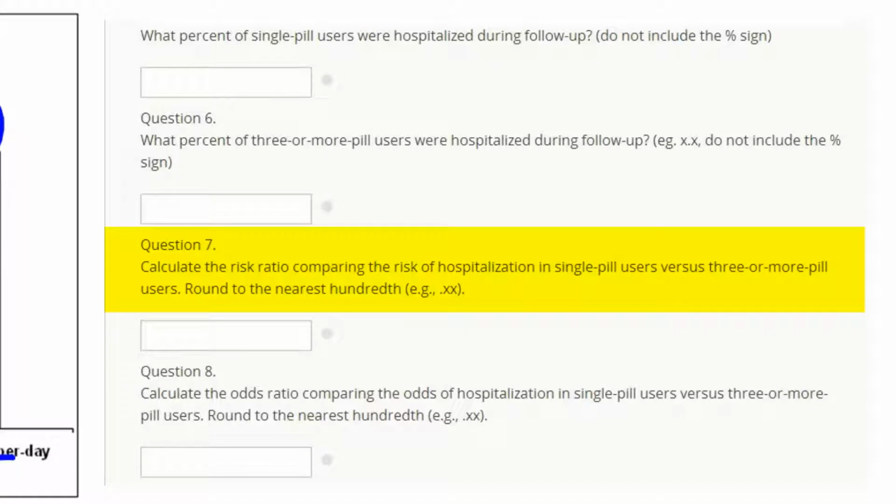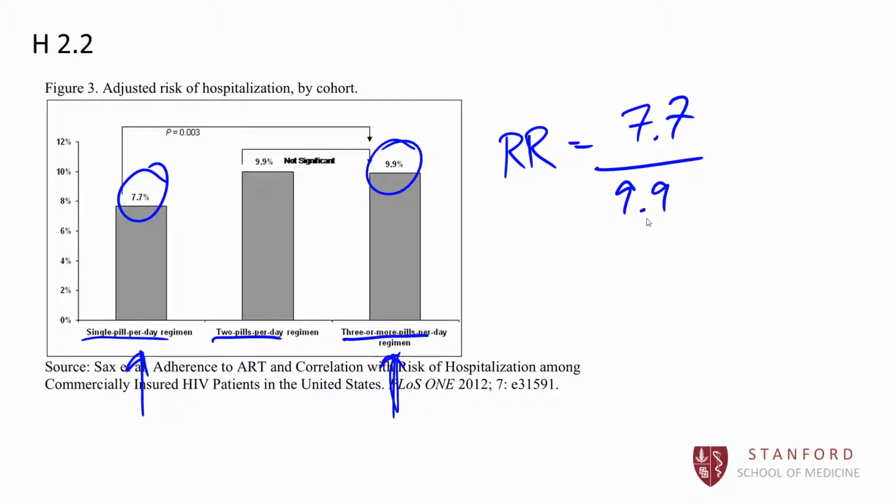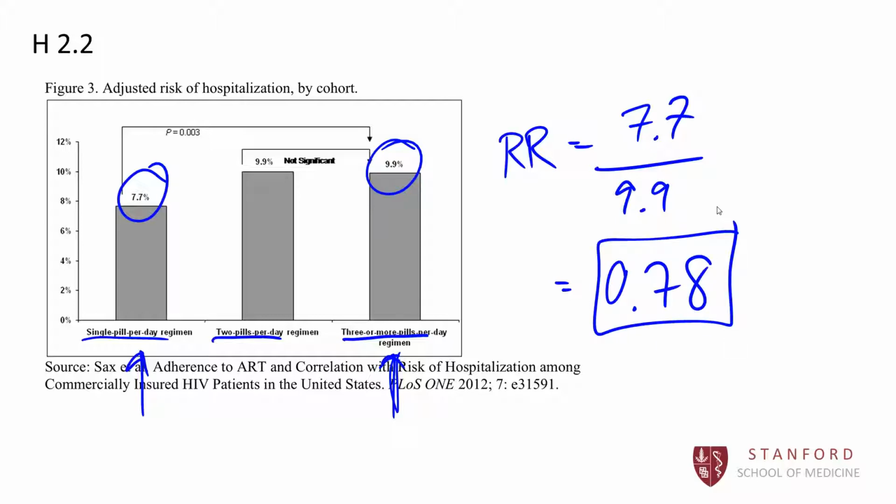So then the third part is asking us to calculate the risk ratio comparing the risk of hospitalization in single pill users versus 3 or more pill users. Okay, so what that's going to be is simply the probability of hospitalization in this group divided by the probability of hospitalization in this group, or in other words 7.7 divided by 9.9, which is 0.78. Okay, so the risk ratio is 0.78.